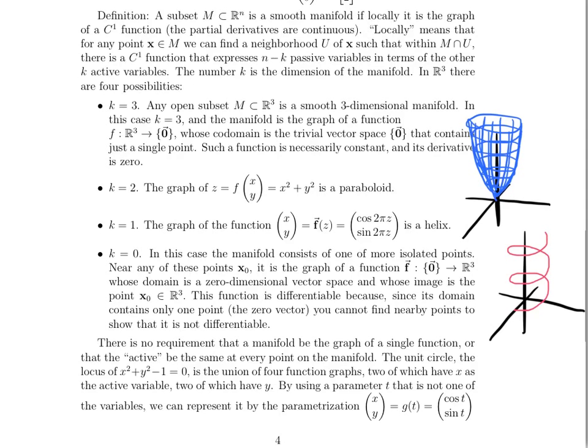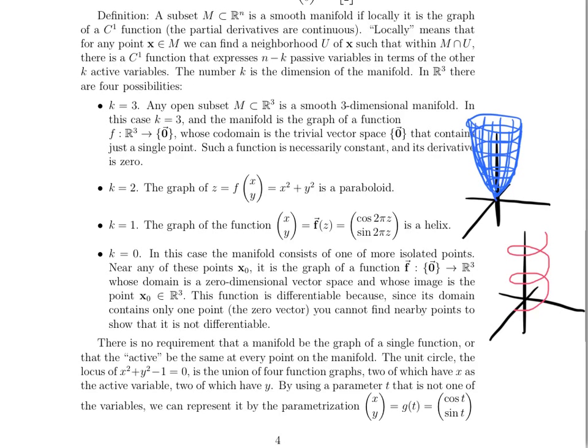But there's no requirement really that a manifold be a graph of a single function or that the active variables always be active at every single point. You can actually, on a manifold, have the function that describes the manifold change from one part of the manifold to another part. Maybe another function describes it a little bit better on another side. And this is actually true of the unit circle. So the unit circle is the locus of x squared plus y squared minus 1 equals 0. That's the second way we describe manifolds.